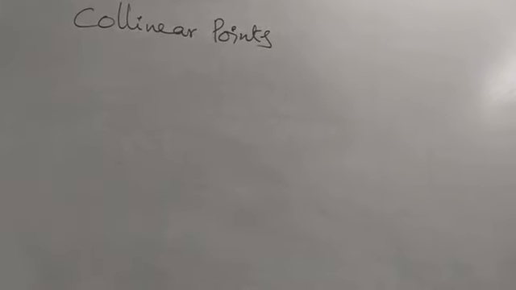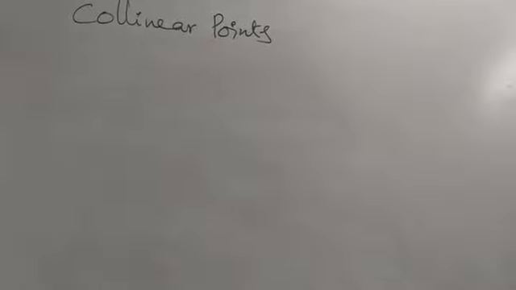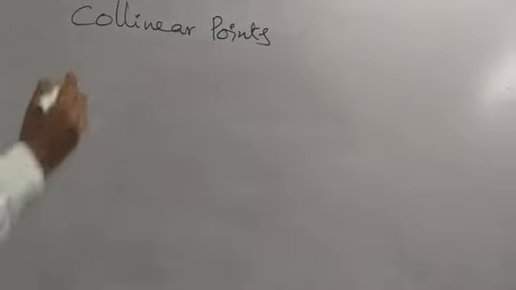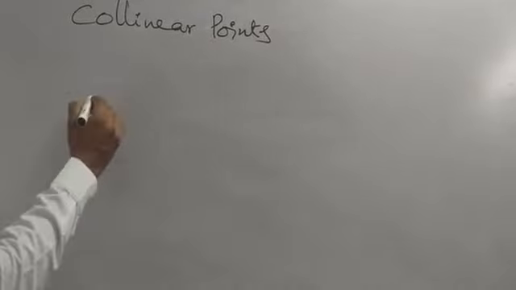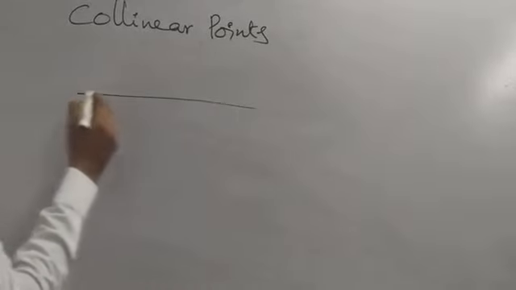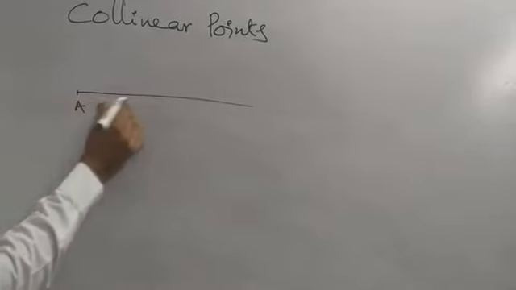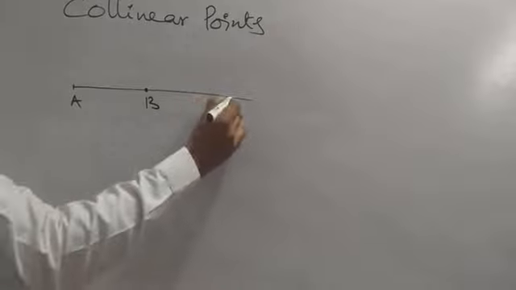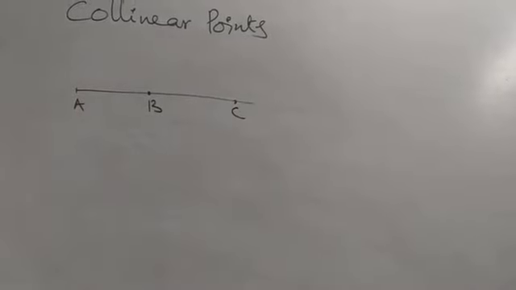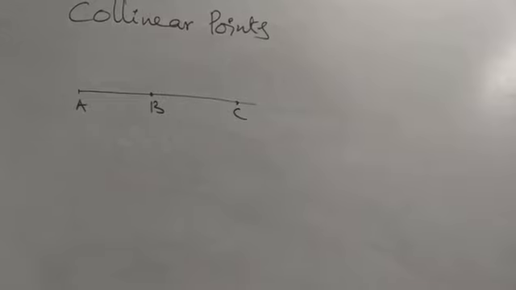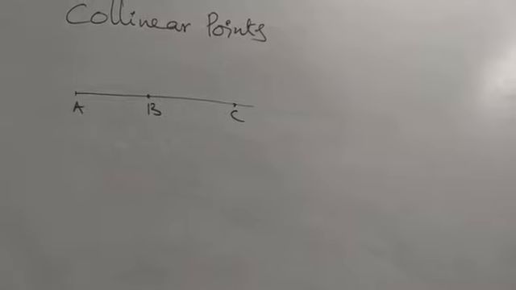So, another application: collinear points. The name itself indicates that collinear points means the points which are on the same line. See the example here. A, B, C. All the 3 points are on the same line here. So how will we say 3 points are collinear by using the distance formula?